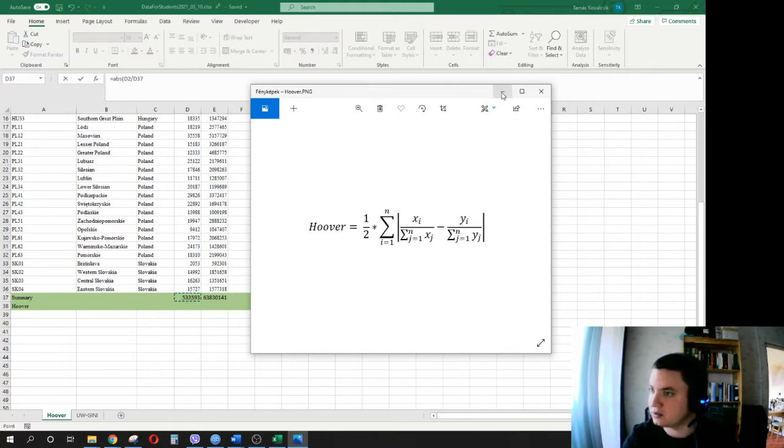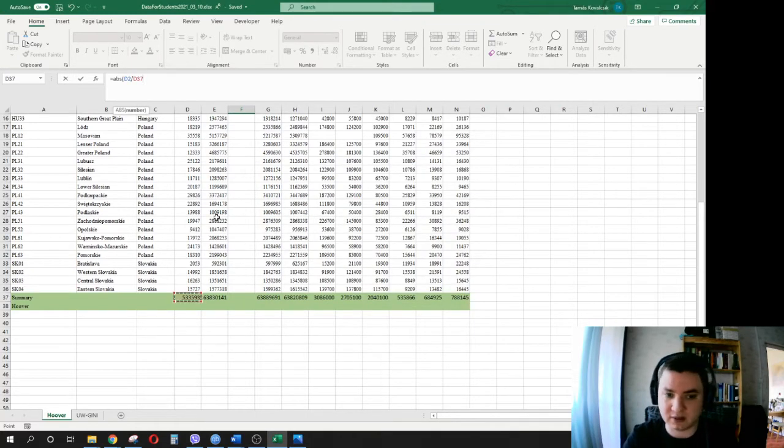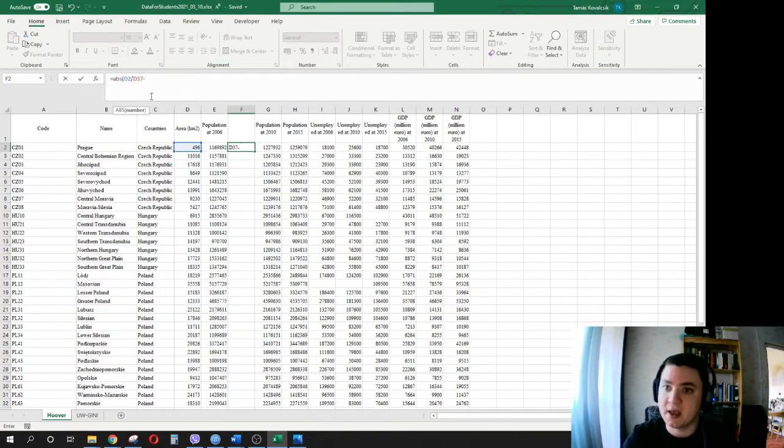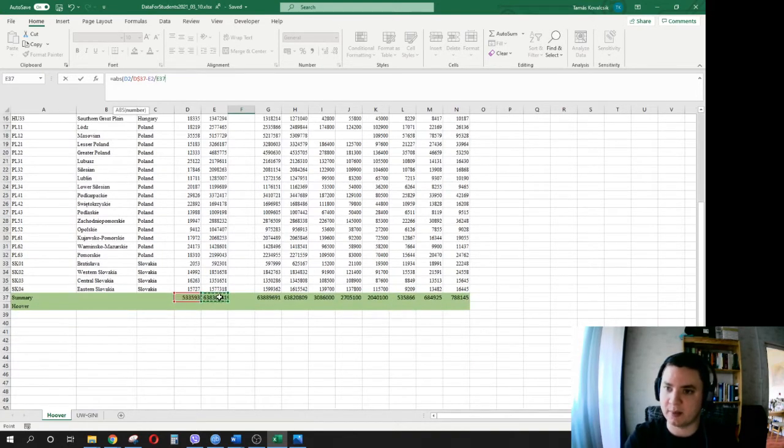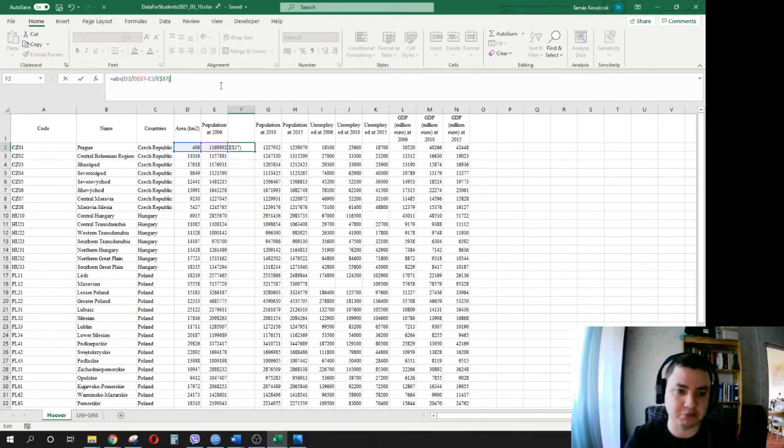Okay, the formula in that form is wrong, because we have to fix the area. We just grab and calculate automatically for all of the spatial units, so we have to fix the area, and the population as well, divided by the summary of the population, and fix the summary of the population. We don't have to use any square or square root.